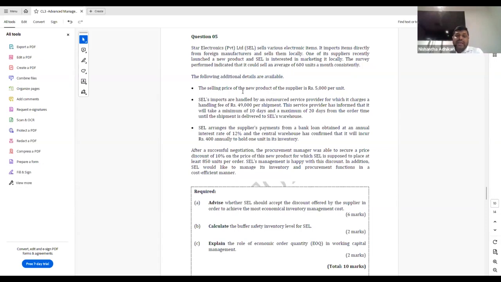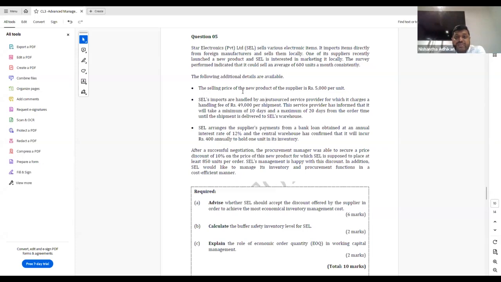Okay. SCL imports are handled by an outsourced service provider, for which it charges a handling fee of 49,000 per shipment. This service provider has informed that it will take a minimum of 10 days and maximum 20 days from the order time until the shipment is delivered to SCL warehouse. That means minimum lead time and maximum lead time are given: 10 days minimum, maximum lead time 20 days. Okay.